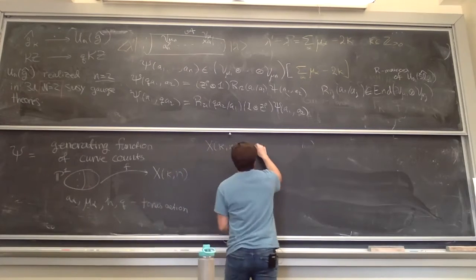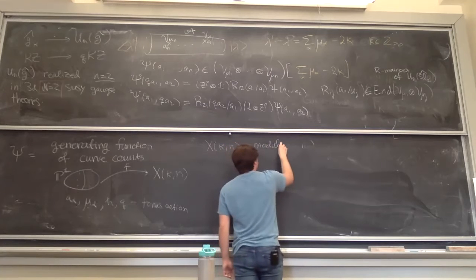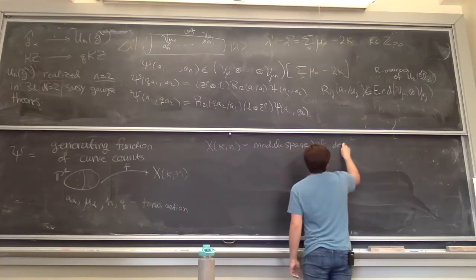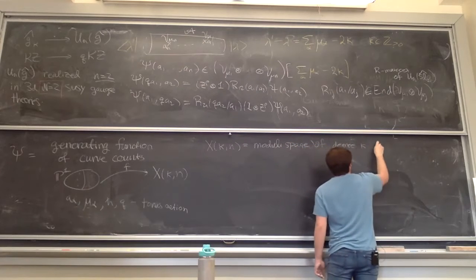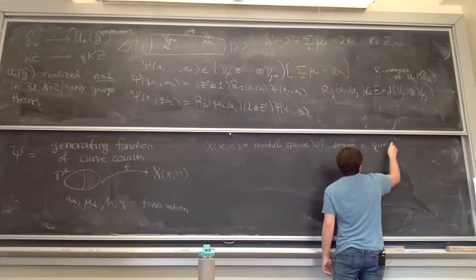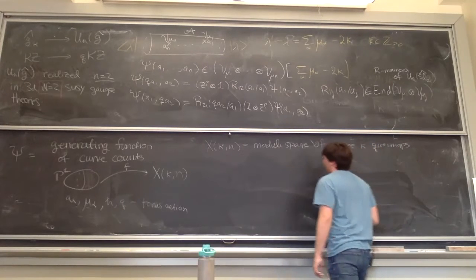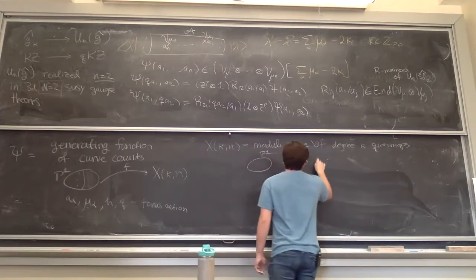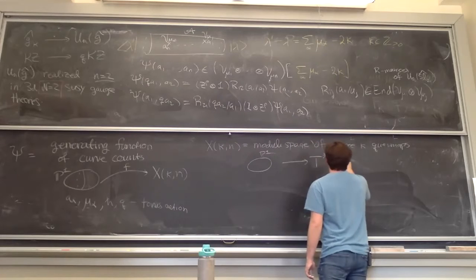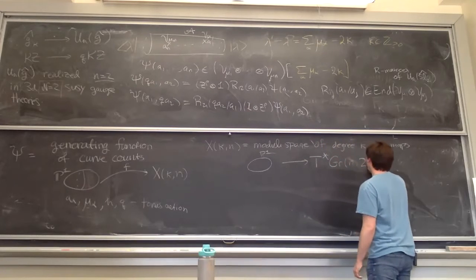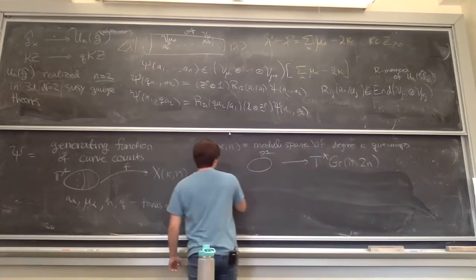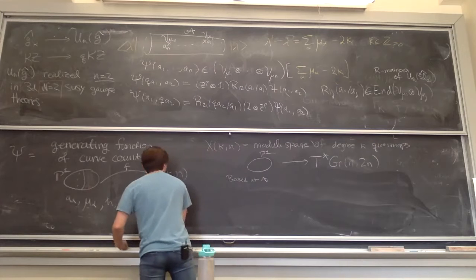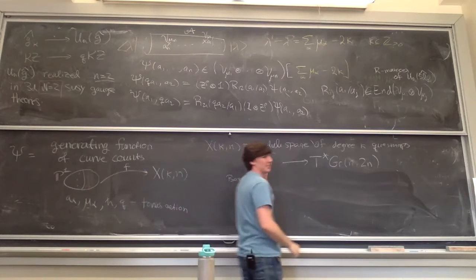One way to say it is it's the moduli space of degree K quasimaps which go from P1 into, here I'll write, the cotangent bundle of Grassmannian n, 2n, and they're based at infinity. This just means that you send infinity to some prescribed point, they're somehow trivialized here.